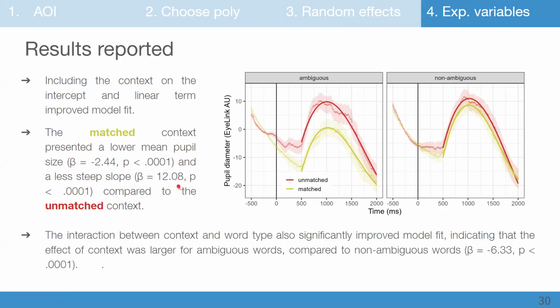And importantly, we also found that the interaction between context and word type also significantly improved the model fit, indicating that the effect of context was larger for ambiguous words compared to non-ambiguous words. And here I also have the estimate. So this is more or less how you would report the results, combining the information that you have on the table with the information you have from the summary of the model.